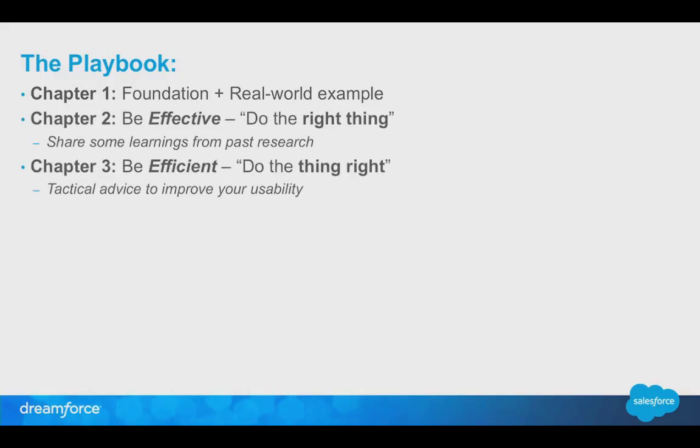So that's chapter 1. Chapter 2 and 3 are bookends. They go together: the effectiveness and the efficiency. As Matt said, do the right thing, do the thing right. I don't want to spoil the end of this book, but we're going to spend a lot of time on chapter 2 because that's the effectiveness.